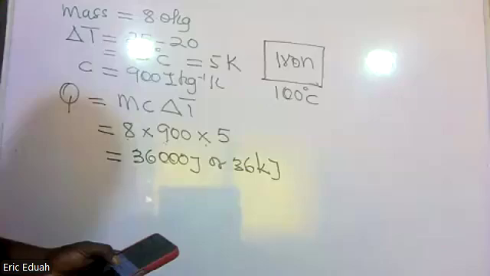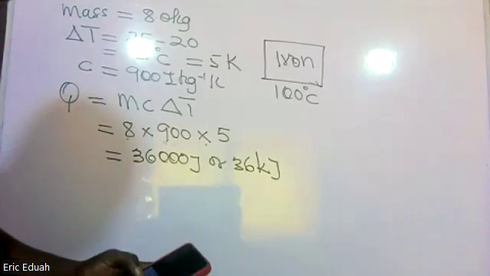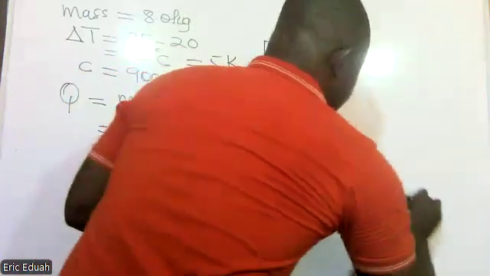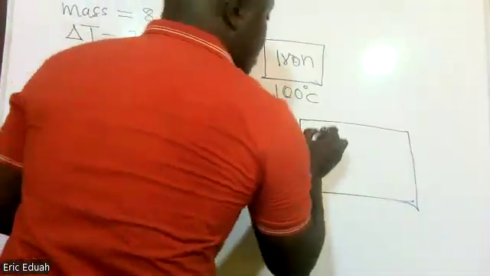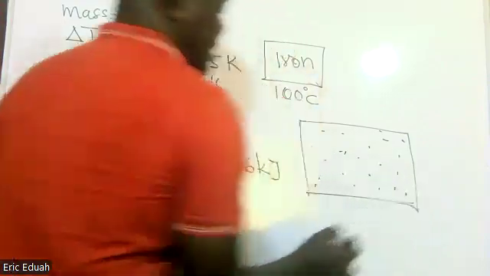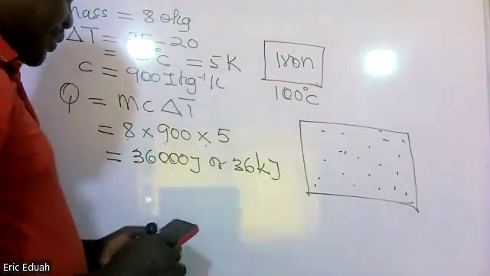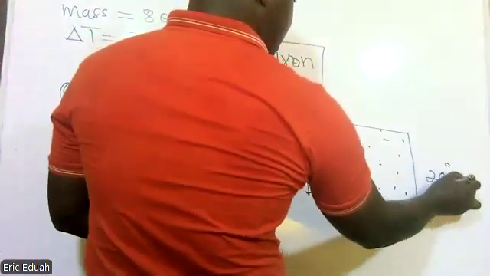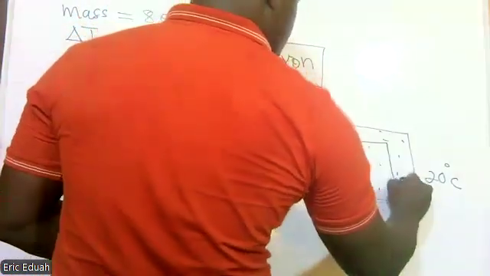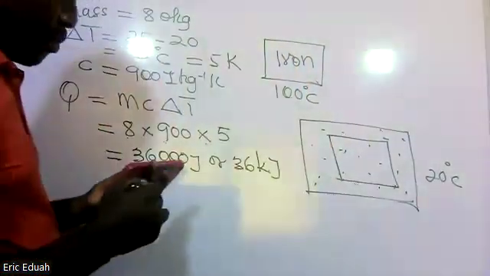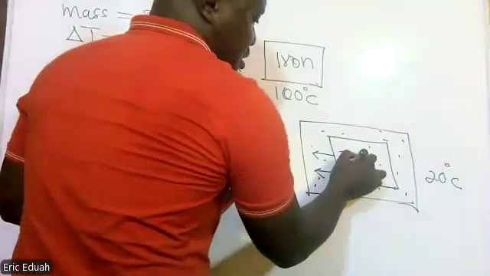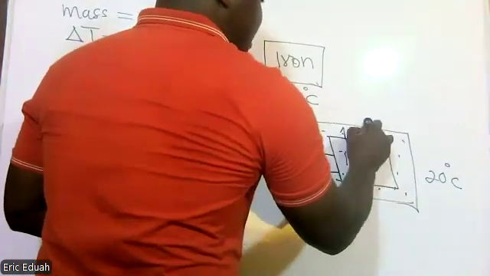So iron at 100 degrees Celsius is immersed in 3.00 kilogram of water. So now I have water of mass 3.00 kilogram. Its initial temperature is 20 degrees Celsius. And the iron at 100 degrees Celsius is immersed into it. So certainly there will be transfer of thermal energy from the iron to the water in all directions.